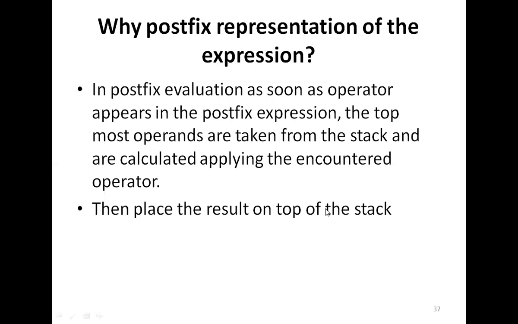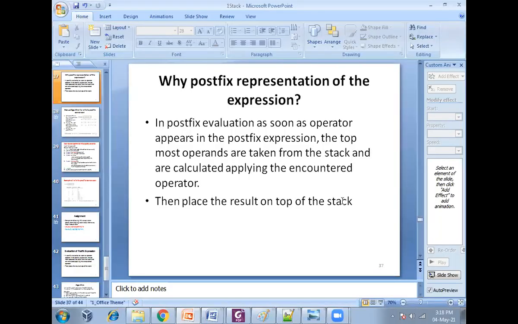Your time is over. Any questions, students? No, sir. Okay, so we will discuss in more detail this postfix expression. We'll discuss how to convert from infix to postfix, and also how to evaluate a postfix expression in the next class. Okay, so thank you.